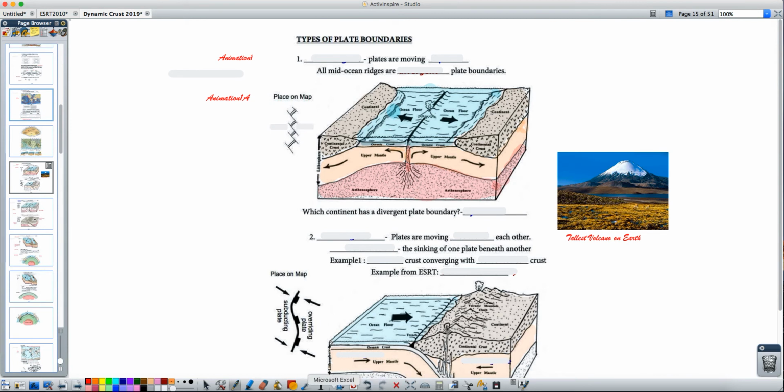So the first of the three types of plate boundaries that we can have is called a divergent boundary. Now for things to diverge, that means they have to move apart. So the plates are moving apart from each other, and here's what I want you to know. All mid-ocean ridges are divergent boundaries. The Mid-Atlantic Ridge, the East Pacific Ridge, and so on, are all divergent boundaries.